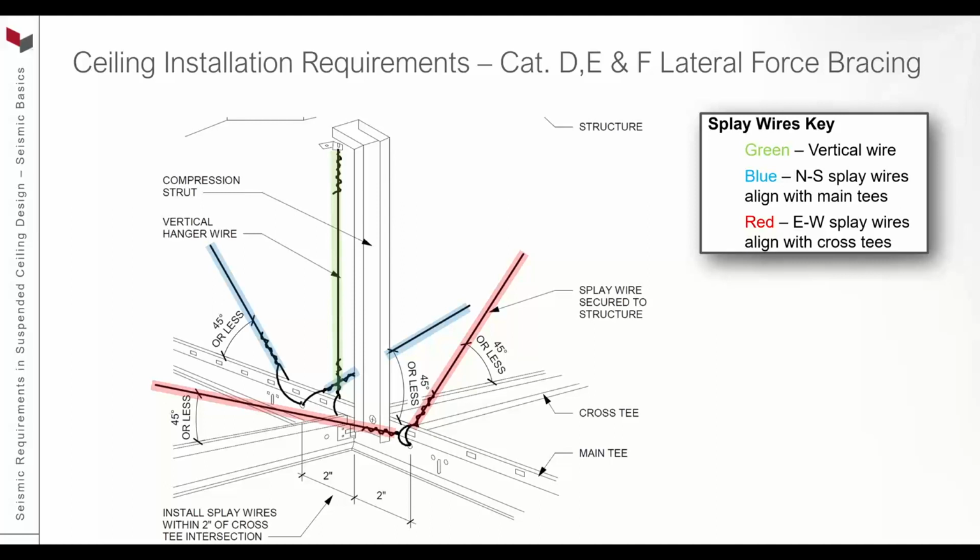So two of the wires, let's say the blue wires, those are your north-south wires. They are aligned with the main T, and then the 2 red wires, the east-west wires, need to be aligned with the cross T's. And then lastly is the strut. So this is typically a metal stud that has some structural integrity to resist upward forces imposed by the splay wires and the upward forces imposed during a seismic event. So as the building moves, it pulls the splay wires up, which in turn pull up on the ceiling. And so the strut keeps the ceiling from jumping or moving upward.